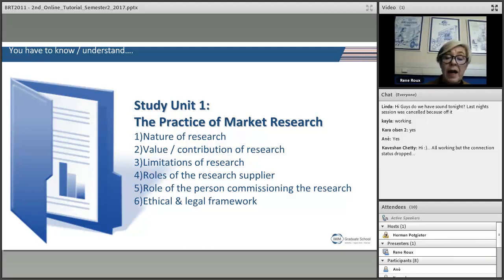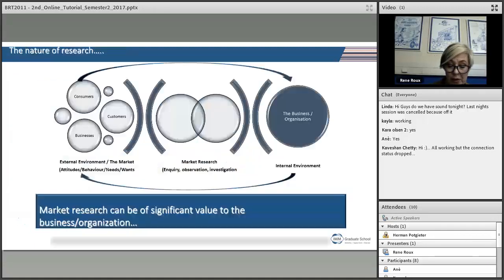Then we're quickly going to touch base on the different roles within the research environment. And then we're also going to look at the ethical framework and why that's important. So let's kick off with study unit 1. Okay. So the nature of research.